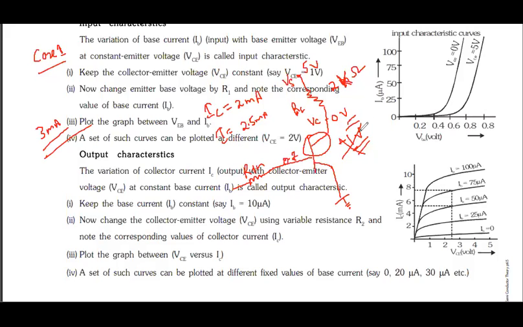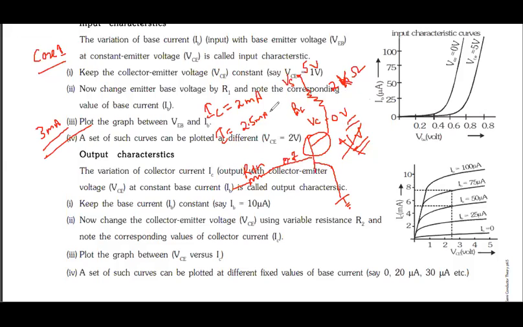So the maximum current is 2.5 milliampere only. Yes or no? So IC cannot be more than 2.5. Agree, everyone? In this case, I'm just talking about this case, for a fixed IB, obviously.